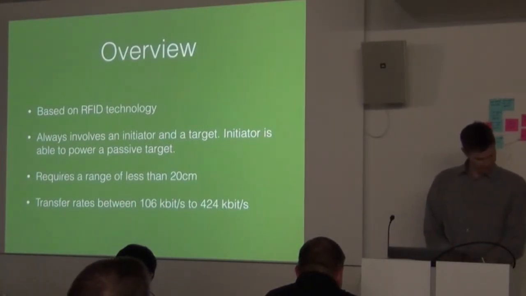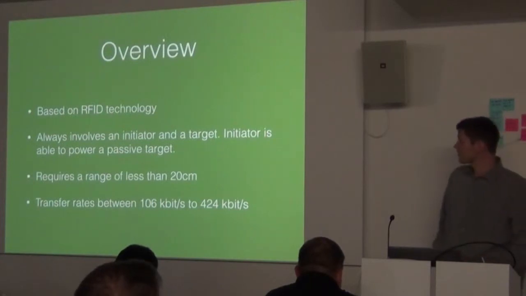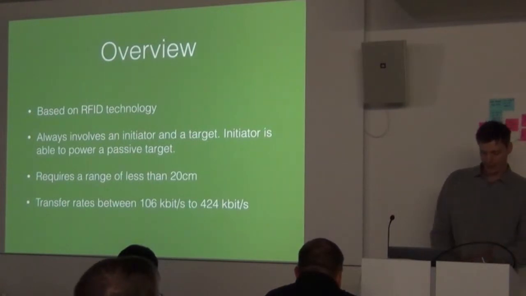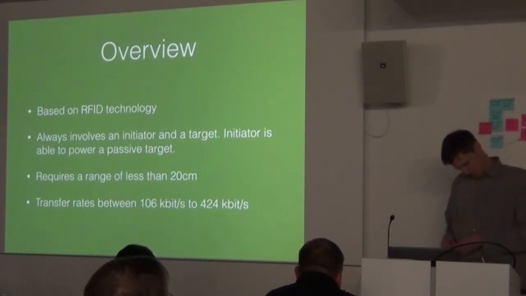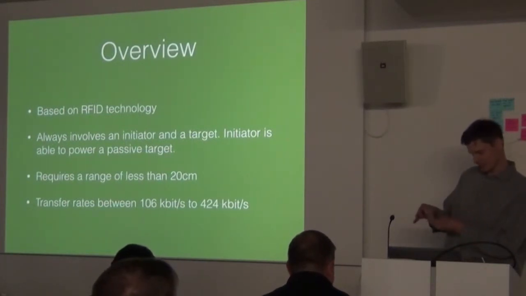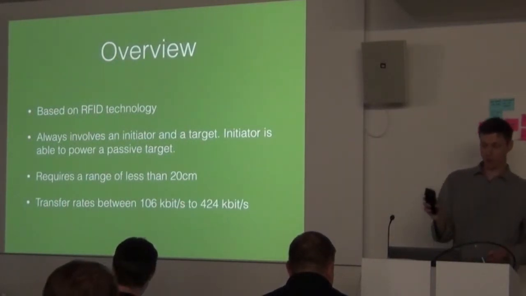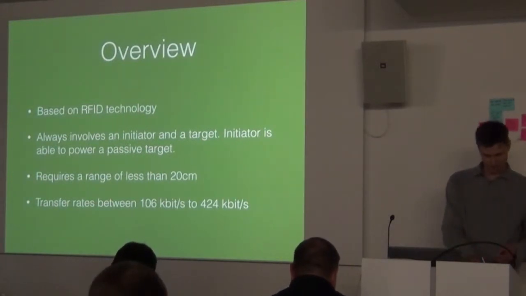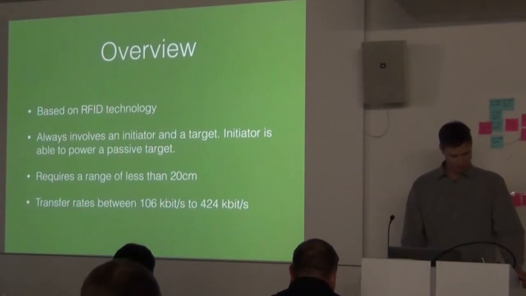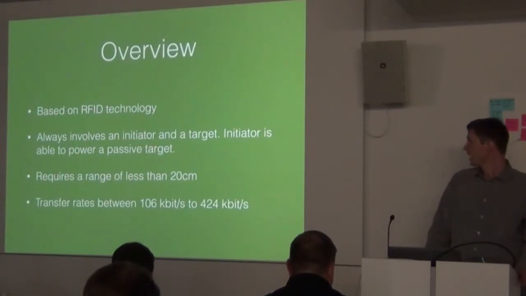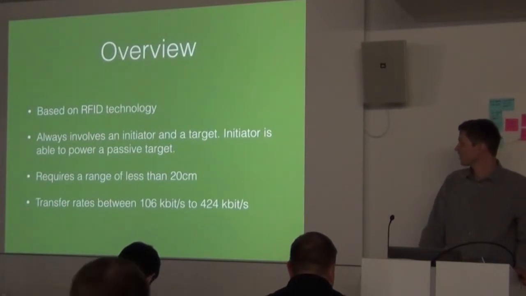So let's get right into NFC. NFC is based on RFID technology. It always involves an initiator and a target. An initiator is able to power a passive target. For example, I bought some of these NFC tags. They're just tags, no power. But a phone with NFC on it is able to power them and read and write data to them. It requires a range of less than 20 centimeters to communicate, and the transfer rates are between 106 kilobits to 494 kilobits.